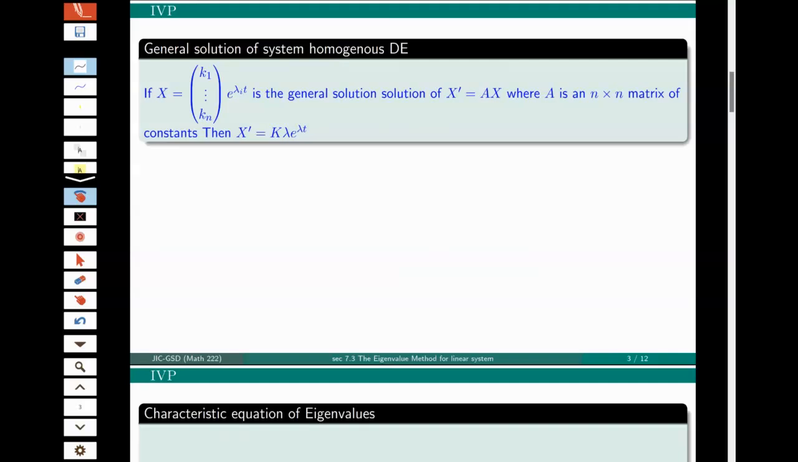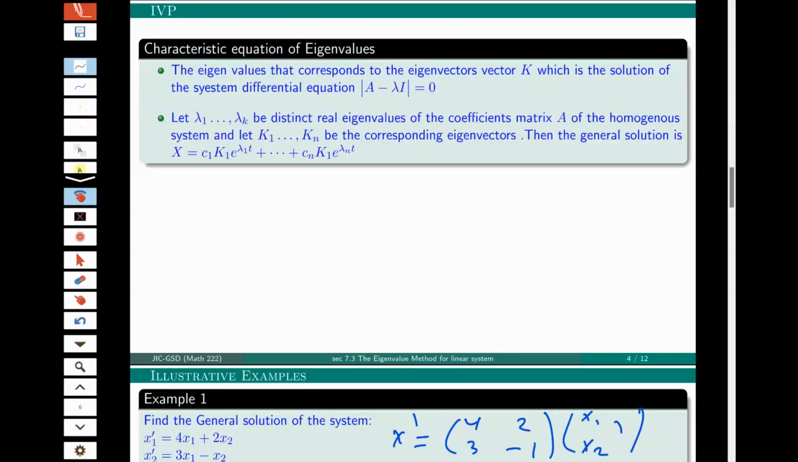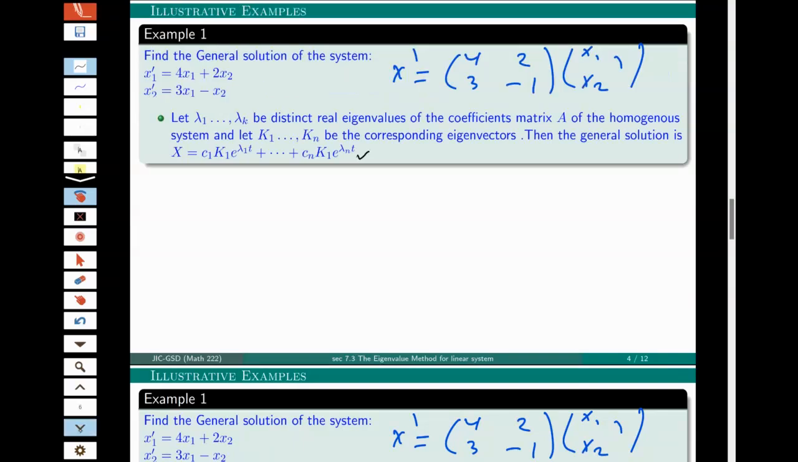So if I have different eigenvalues, we will have different eigenvectors, and our solution will be simply the sum of all solutions. So we will start with finding the eigenvalues, which we discussed in sections 6.1, 6.2, and 6.3. Then once we find the eigenvalue and the eigenvector, this will be the general solution of the system.